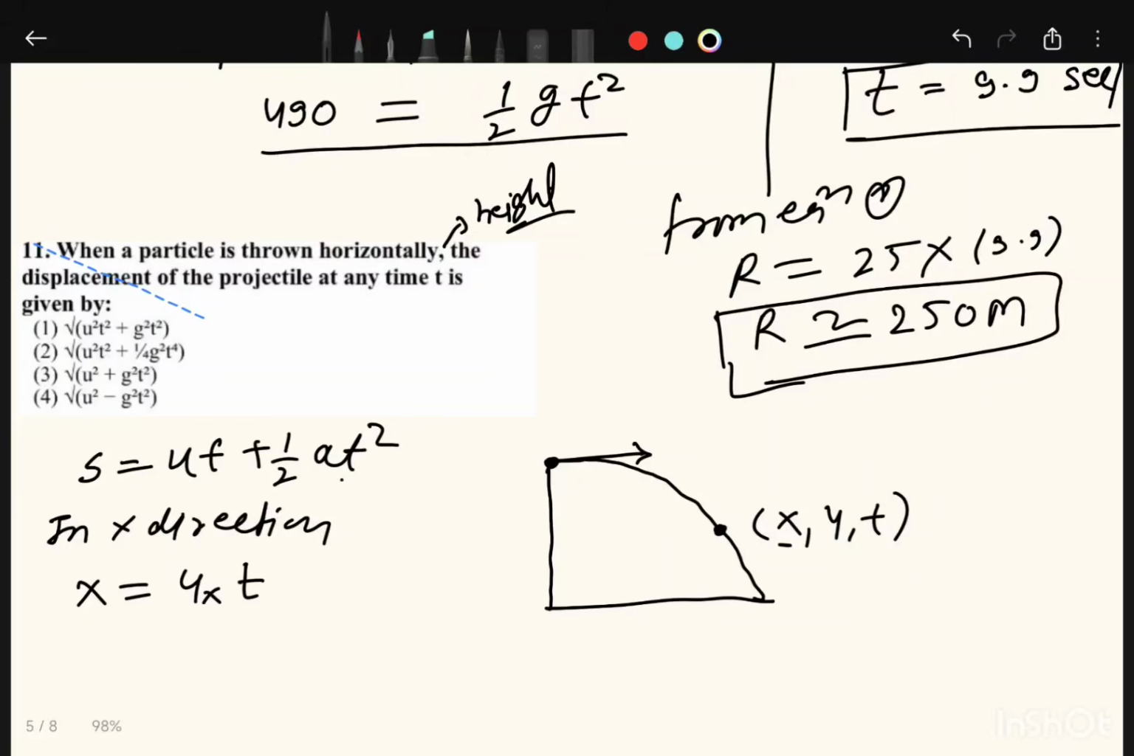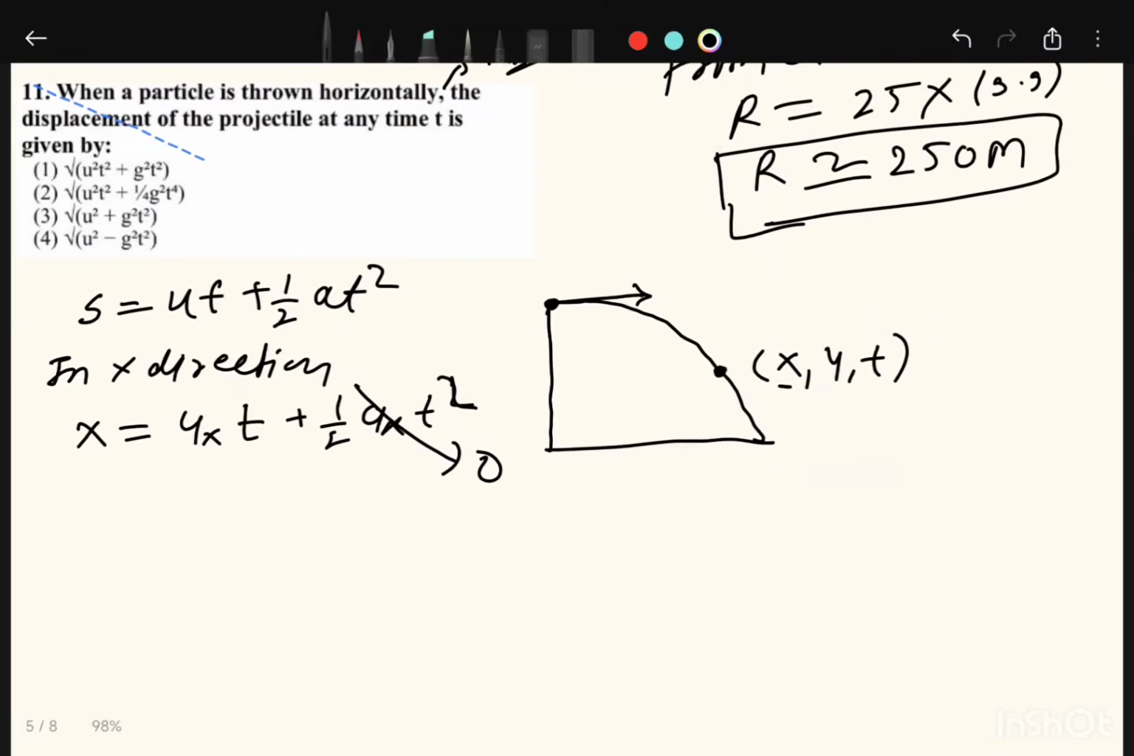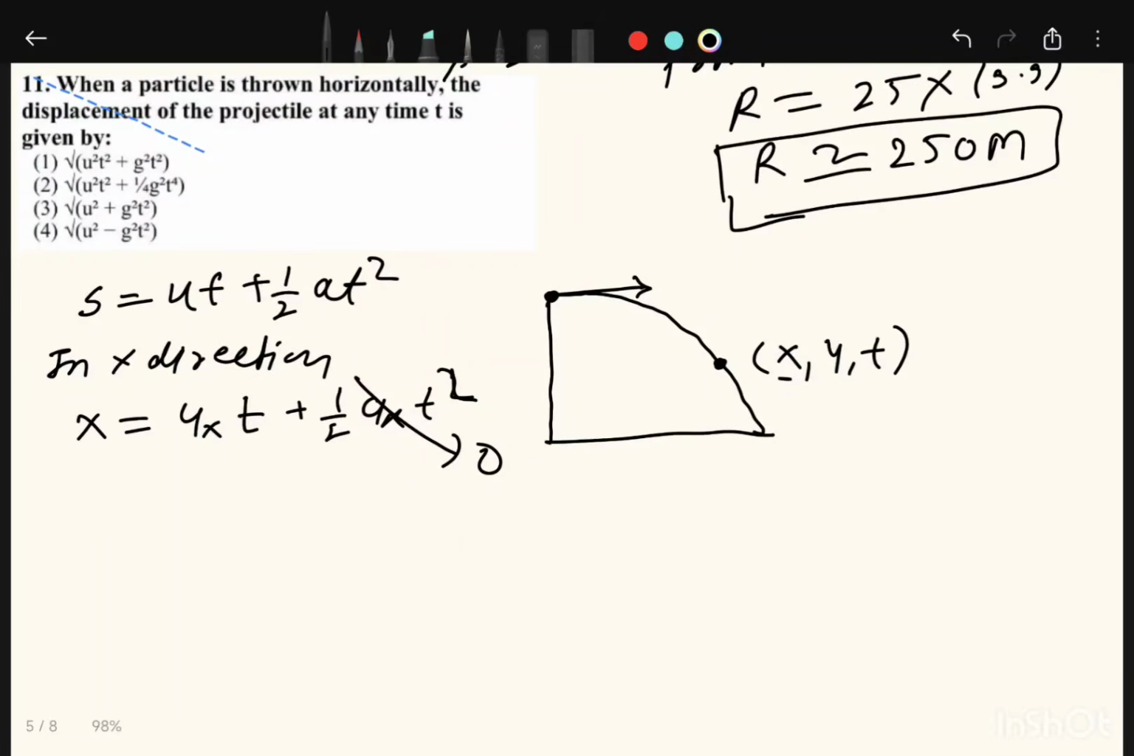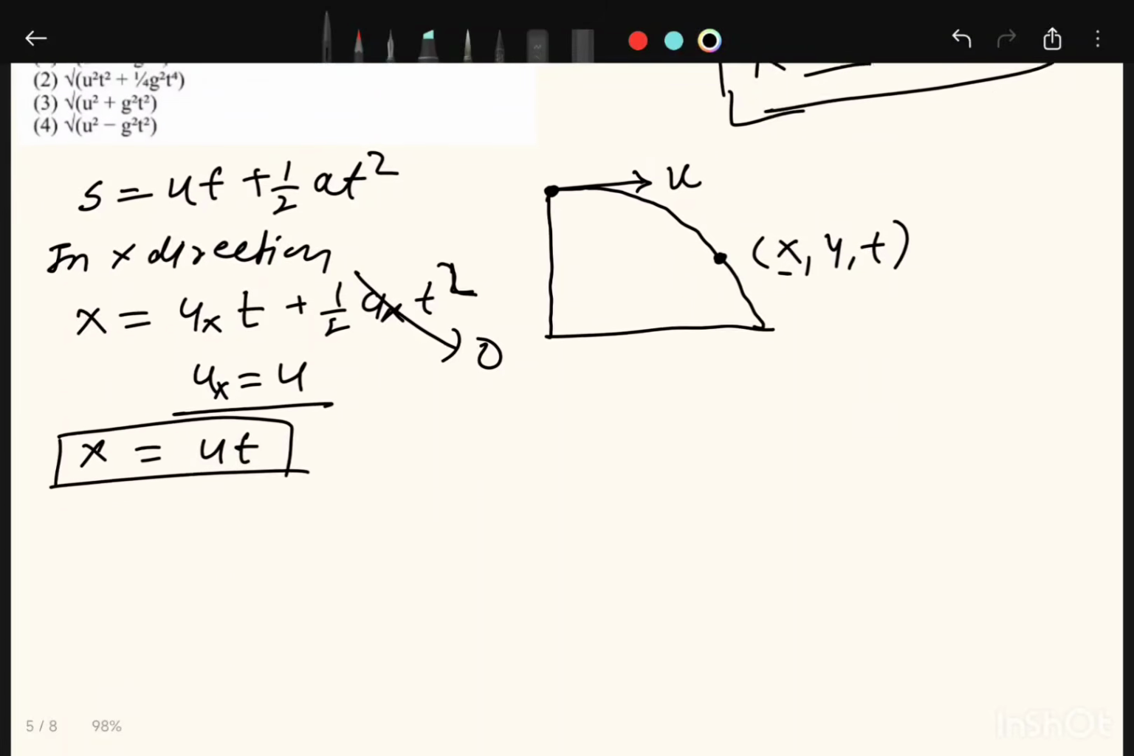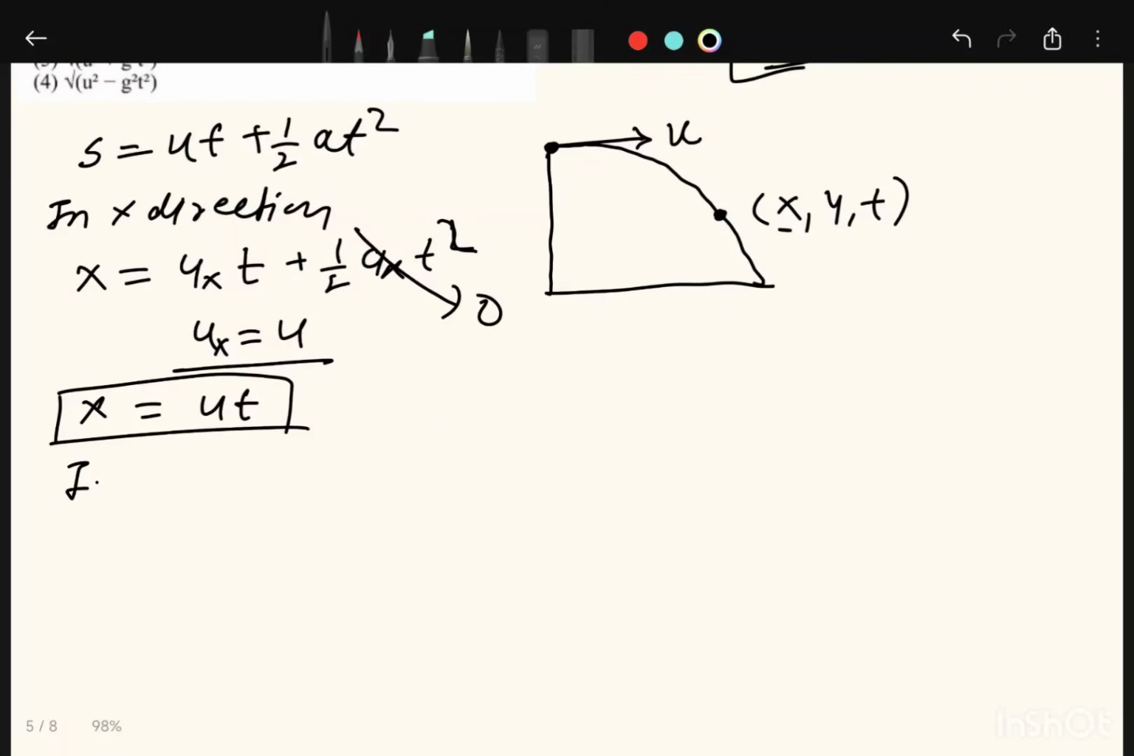There is no acceleration in the x direction, so the term half ax t square will become 0. And horizontal velocity, let's suppose the initial velocity is u horizontally, so ux will be u. So x will become ut, right? Now let me apply the same equation of motion in the y direction.